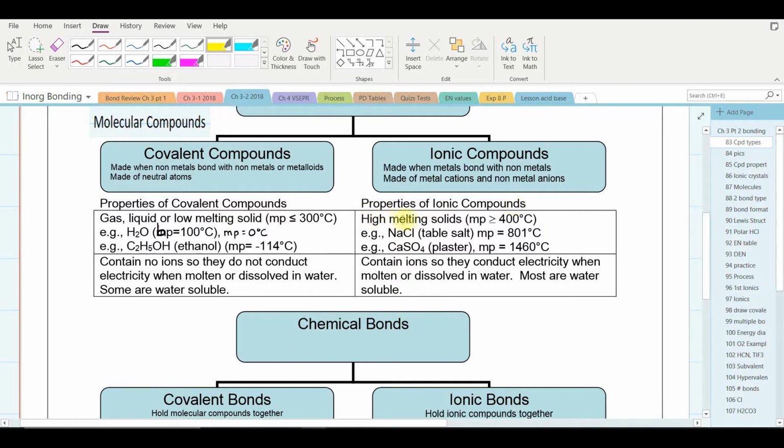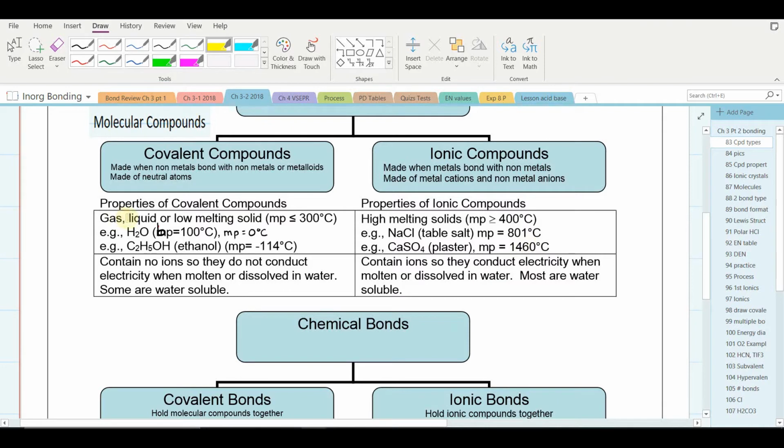They're all solids, and they're high melting solids. Melting point is typically greater than 400 degrees Celsius. An example is table salt. The melting point is 801 degrees Celsius. You have to heat that quite a bit to get the molecules to start moving. And calcium sulfate, the plaster that's in drywall, has to be heated to 1460 degrees Celsius to melt it.